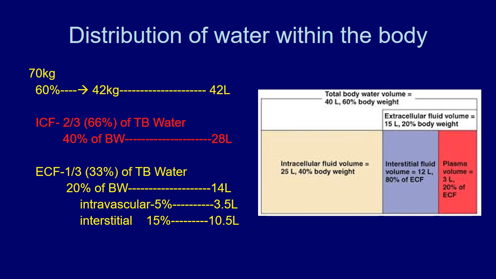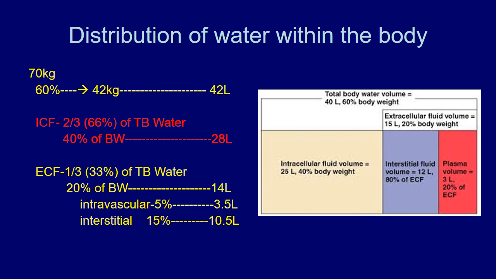Out of that, which is about 20% of the body water, 5% will be intravascular and 15% will be in the interstitial fluid, the fluid compartment in between cells. So finally, you have about 3.5 liters of water in the intravascular compartment and 10.5 liters of fluid in the interstitial compartment. This 3.5 liters of plasma plus cells will make the total blood volume about 5 liters.